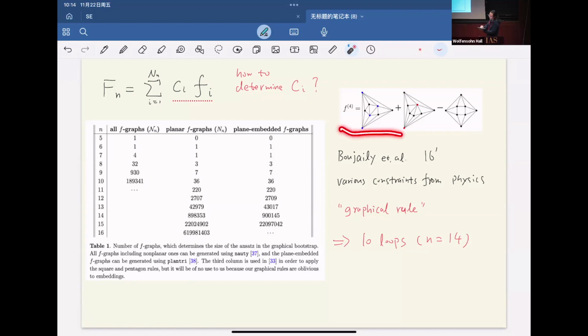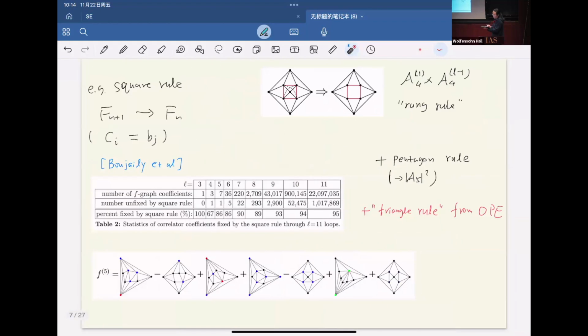Here's an example for 4 loops, which has 8 points, right? Still, you only have 3 F graphs, and from some constraints I will describe now, you can fix their coefficients to be +1, +1, -1. So what are these constraints? One of the simplest but also most powerful constraints is this so-called square rule.